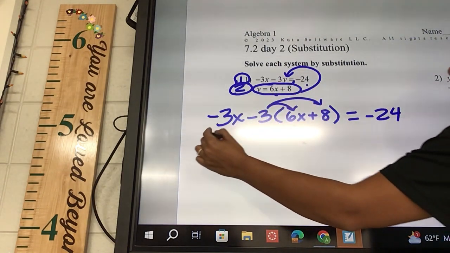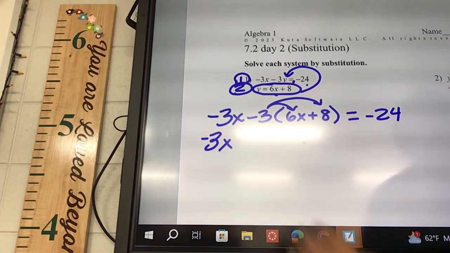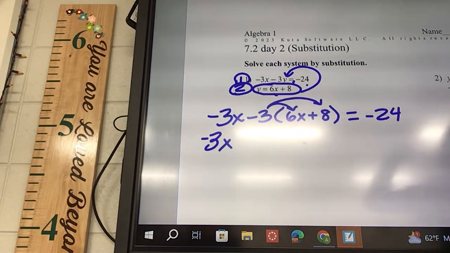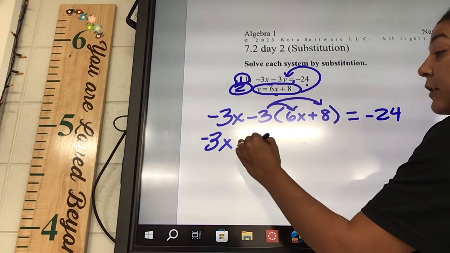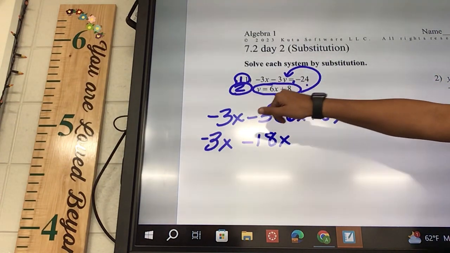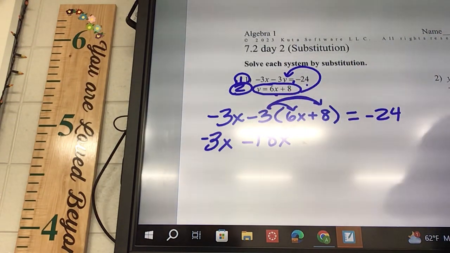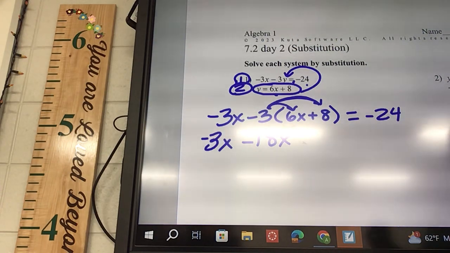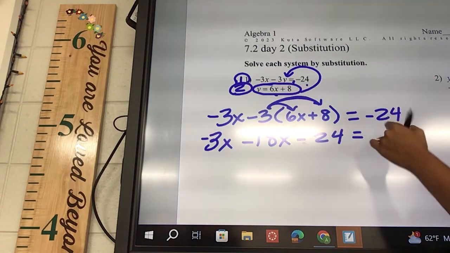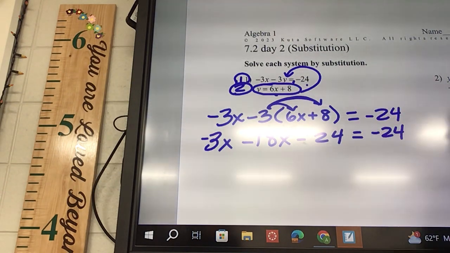The negative 3x is not going to change, so I'm just writing that down. Negative 3 times 6. What is negative 3 times 6? Negative 18, okay? And use your calculators. Negative 18x. And then we're going to have a negative 3 times 8. Negative 24 equals, and I'm going to drop this other negative 24.